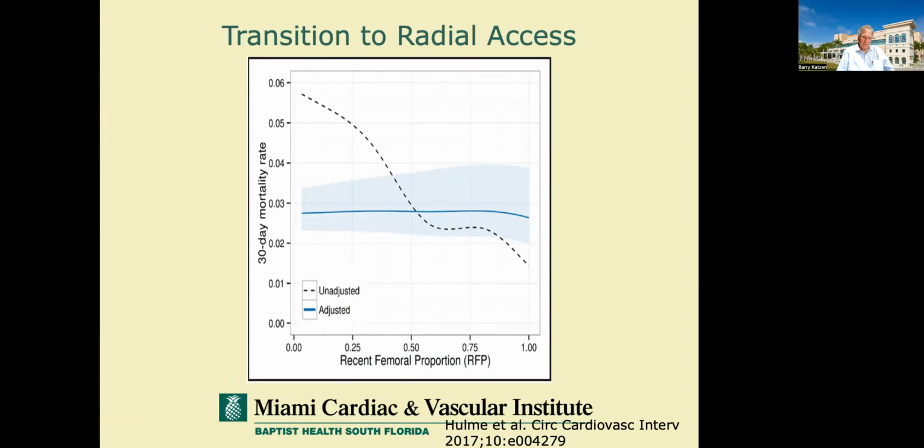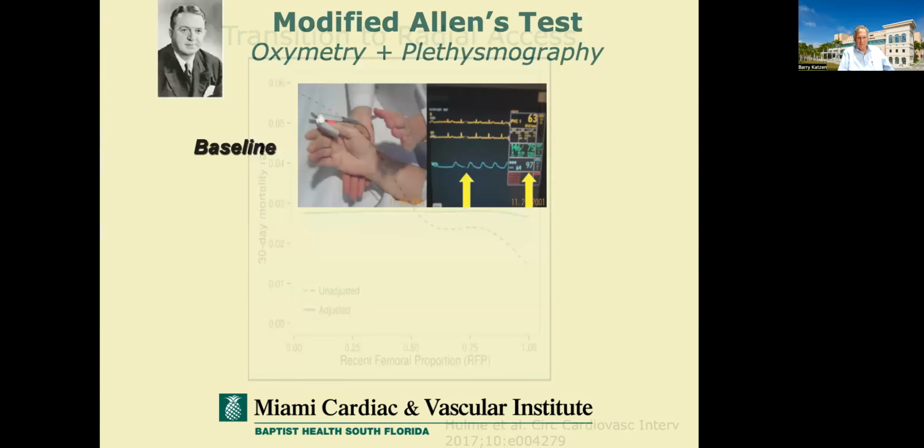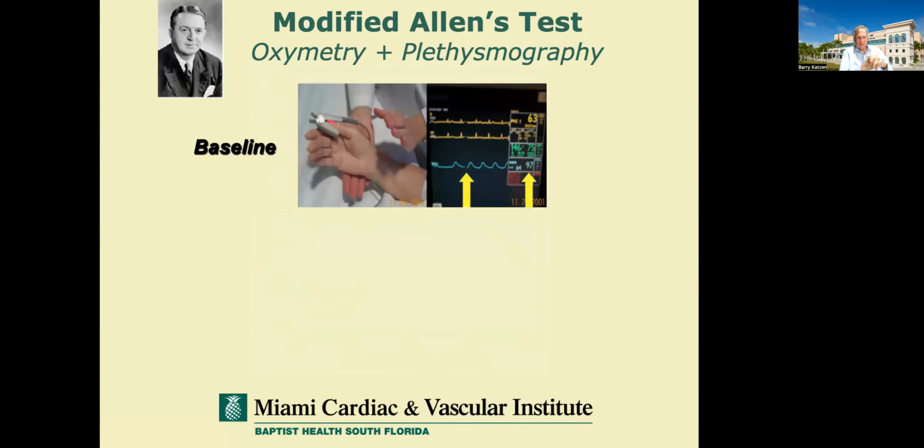I mentioned radial access, and this is really just showing that the frequency of femoral access is decreasing, but it's still commonly used. Again, I would say it's up to the operator's skill. Here's an example of what we do if we're going from the radial artery.